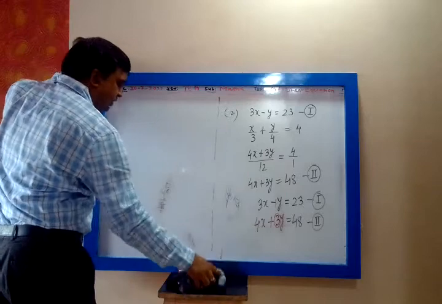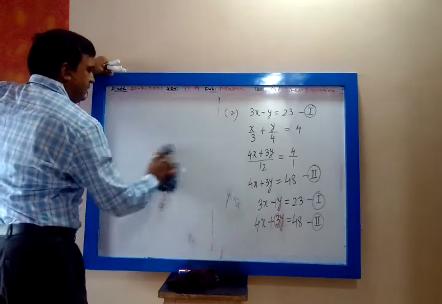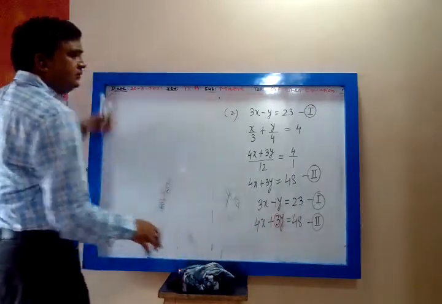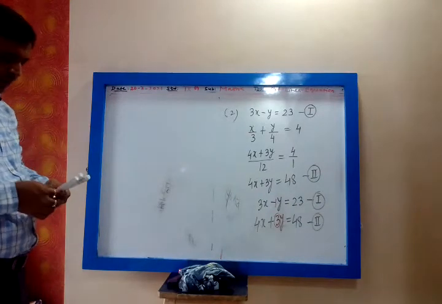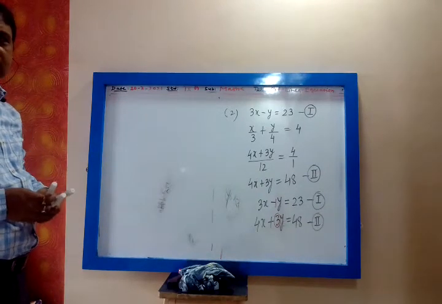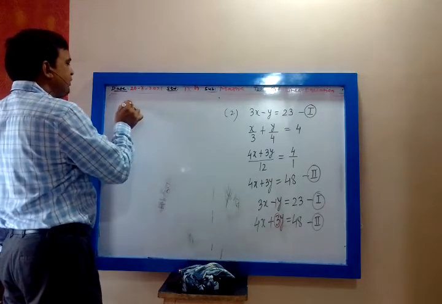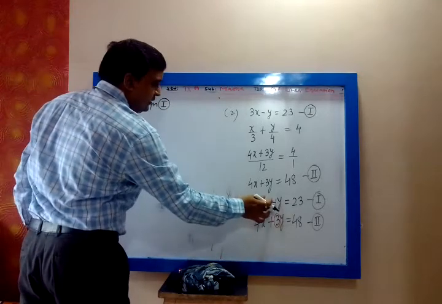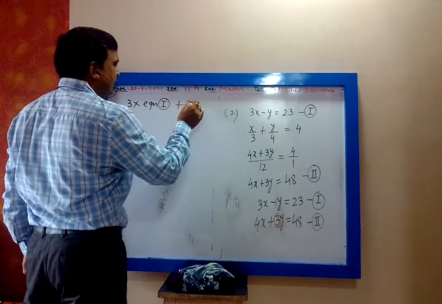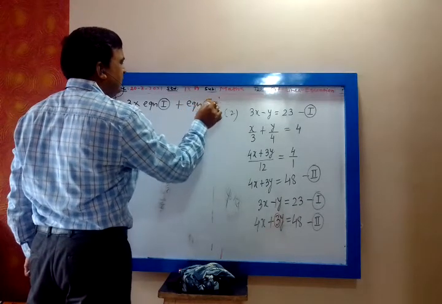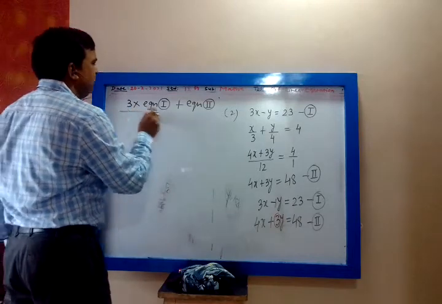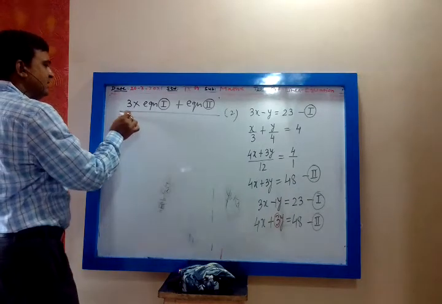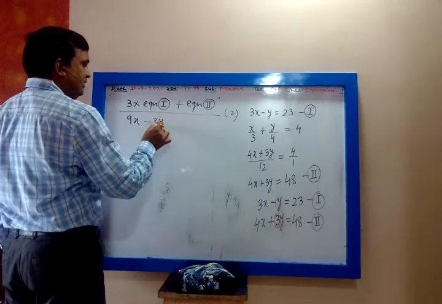So we write 3 into equation 1. We multiply equation 1 by 3. Yes, it is clear. Okay. So we write 3 into equation 1. They have opposite sign, minus plus. So I will write plus equation 2. Equation 2 multiplied by 1, no problem, we write equation 2. So 3 into equation 1, multiply equation 1 by 3. So 3 3s are 9x minus 3y is equal to 69.